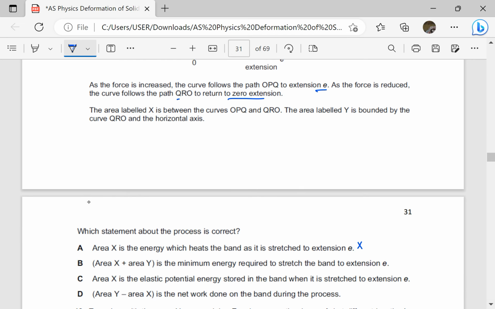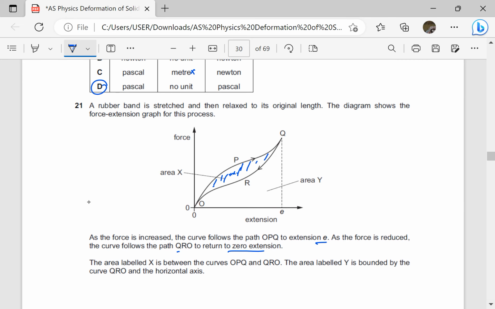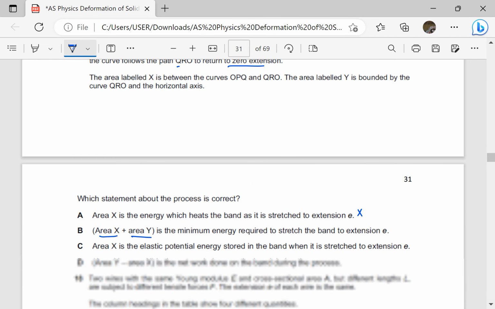This is not going to be correct because although area X is the energy which is dissipated, the energy which is not returned during unloading, area X plus area Y is the minimum energy required to stretch the band to extension E. Area X plus area Y, that is very true. The total area under the graph with the x-axis is area X plus area Y. That's the work done in the loading. So the answer is going to be B.